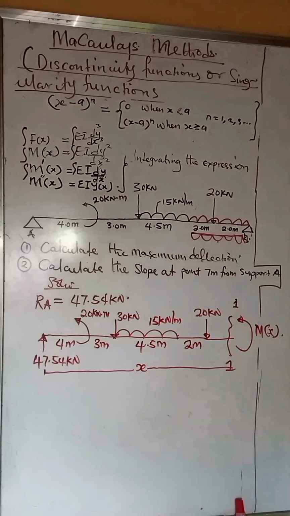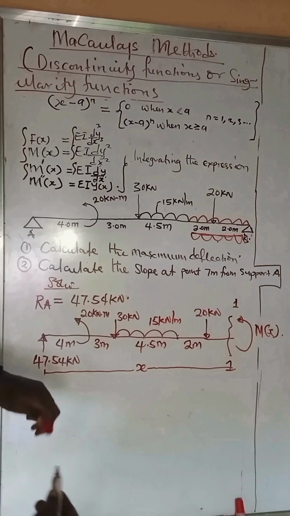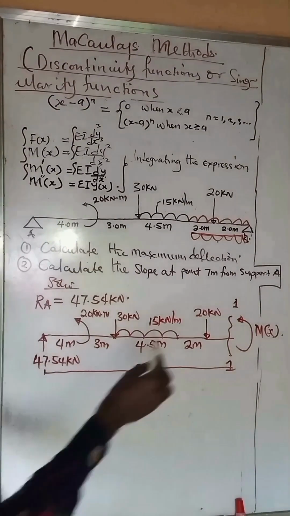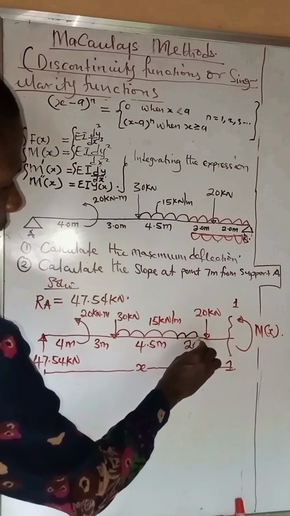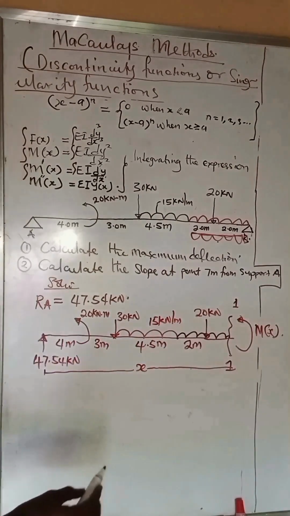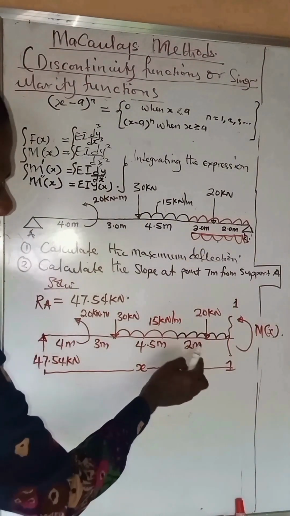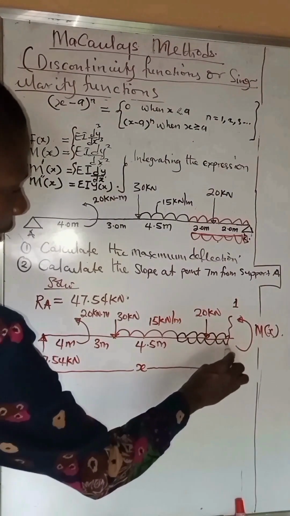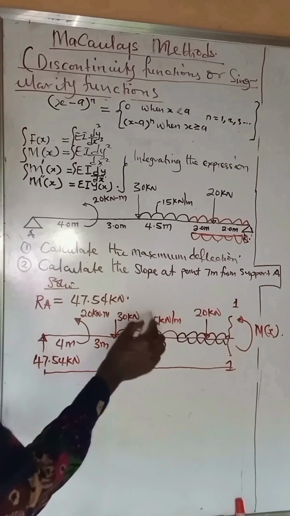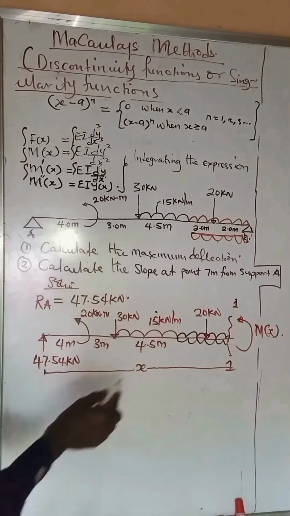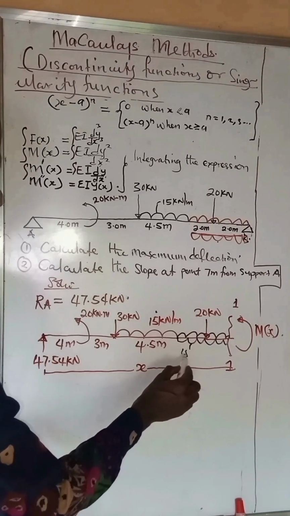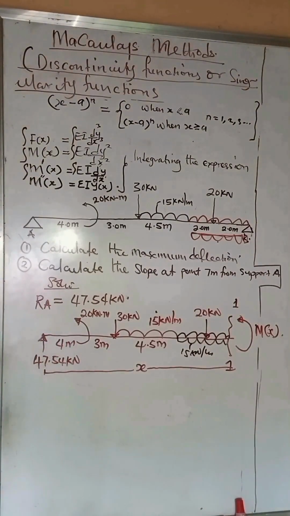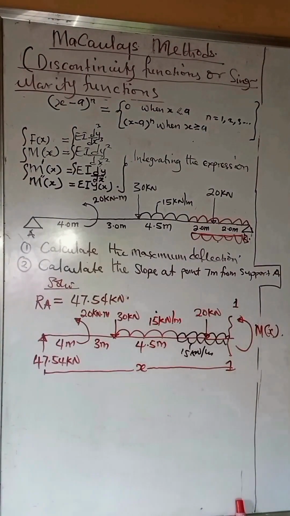So all we have to do is add to where we cut the section, and also add under. Now the UDL you are adding will be of the same magnitude as the UDL, 15 kilonewton per meter. So here will also be 15 kilonewton per meter. Here will be 15 kilonewton per meter. So that is one.